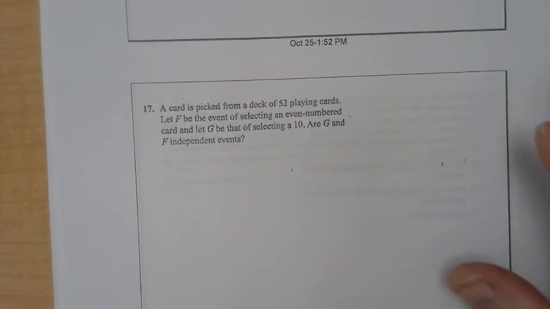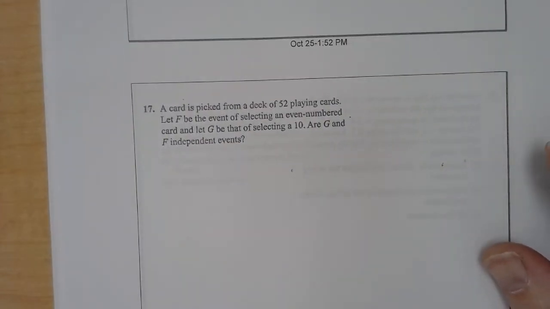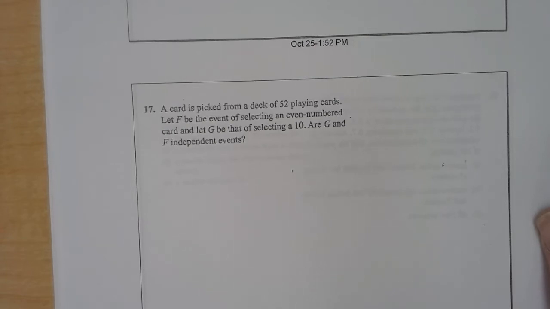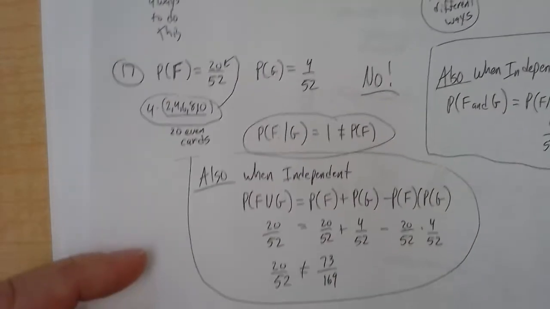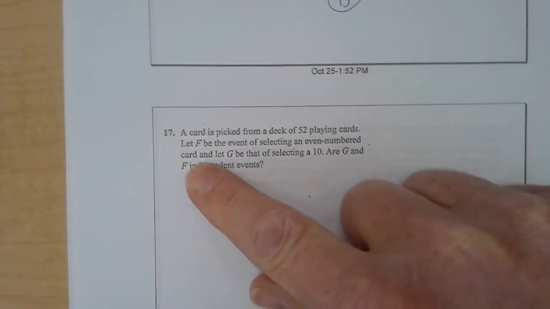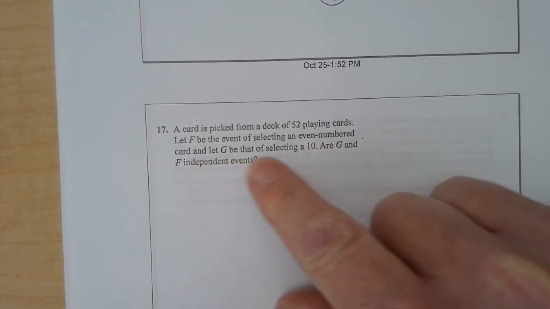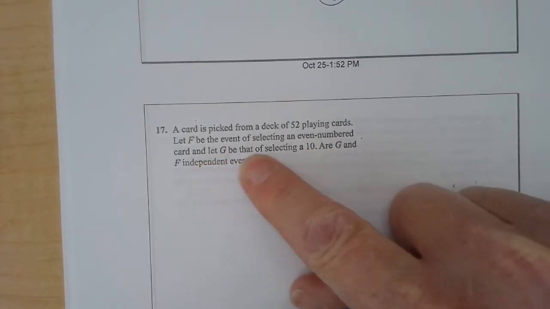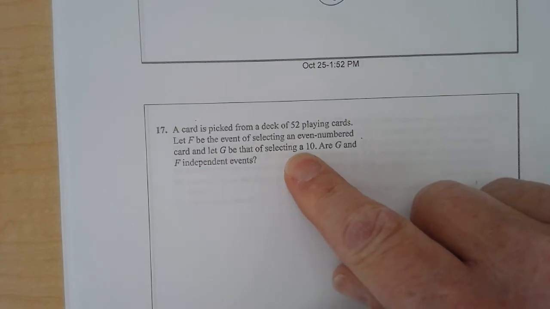Okay, number 17. This one here wants to know, are F and G independent events? Okay. So this one here, I think I'm just going to read through my explanation here because it's so much to do. So what I did, it wants to know, there's 52 cards, F is an even number, and let G be selection a 10.